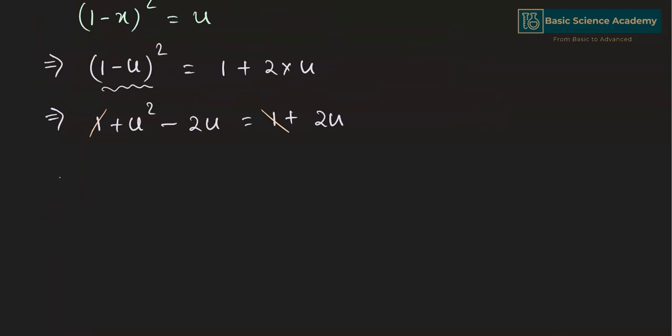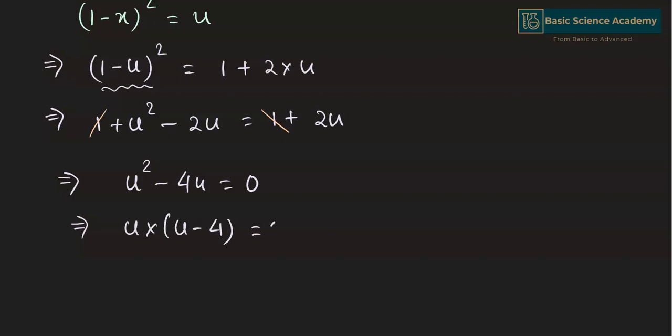Now, simplifying this equation gives u square minus 4u equals 0. Taking u common gives u multiplied by (u minus 4) equals 0. Since we have 0 on the right side, either this value is 0 or this value equals 0. Hence, we have u equals 0 and u minus 4 equals 0, which gives u equals 4.